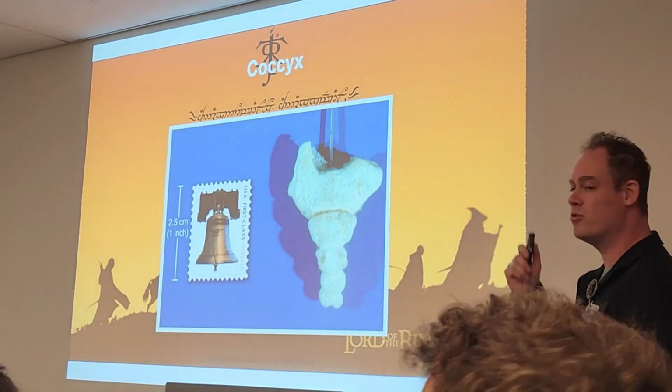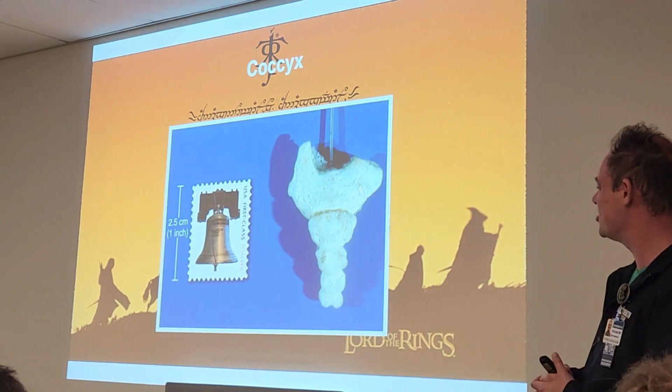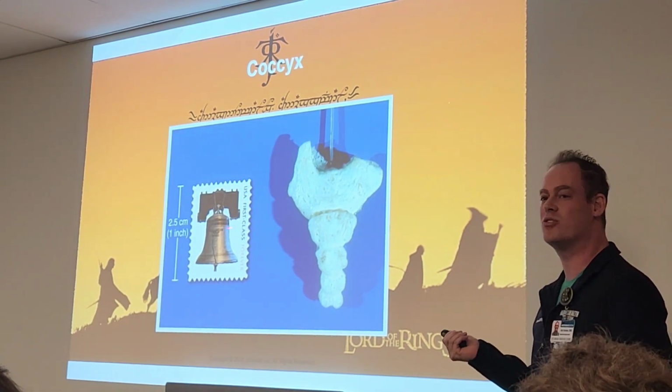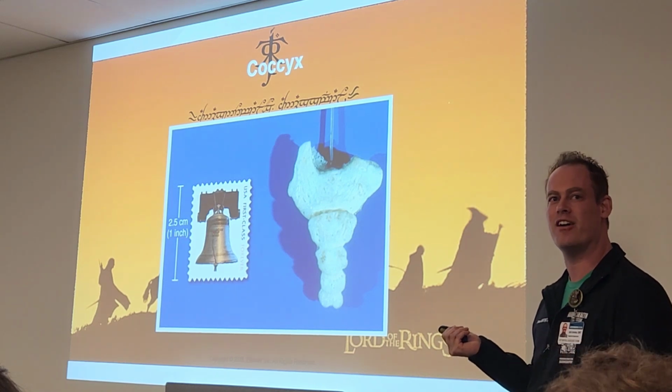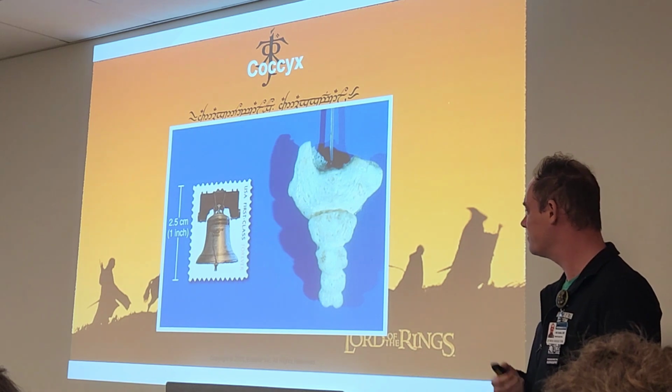And there you go, guys. There's a postage stamp. That's how small your coccyx is. Oh, that's a Cheeto Puff. That is a human coccyx in comparison to a stamp. Very, very, very small. A little bit longer than an inch.